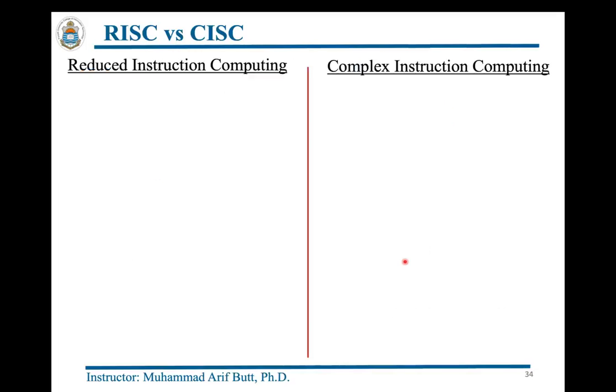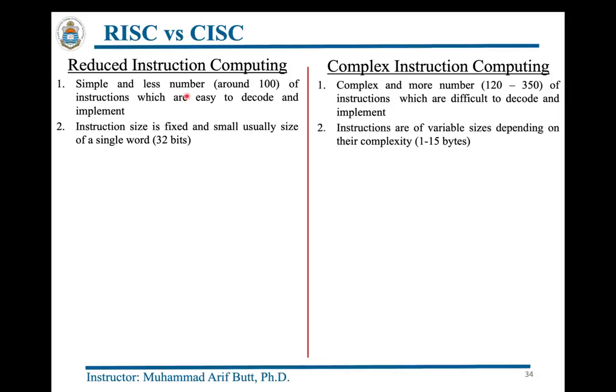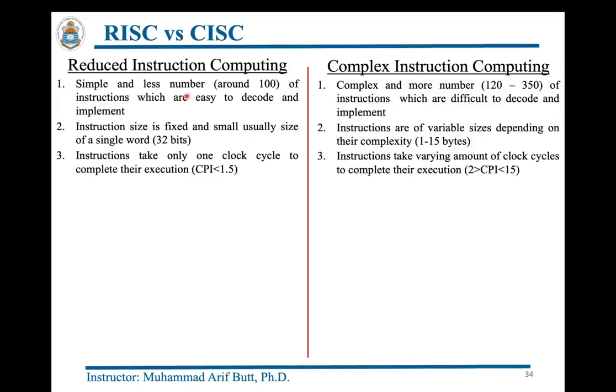And this slide gives a comparison of different characteristics of RISC and CISC architecture. The RISC architecture has simple and less number of instructions which are easy to decode and implement. CISC has complex and more number of instructions which are difficult to decode and implement. In case of RISC, the instructions are of fixed size. In case of CISC, instructions are of variable size. In RISC, instructions take only one clock cycle to complete their execution, and in CISC, instructions take a varying amount of clock cycle times, maybe from 2 to 15 these days.